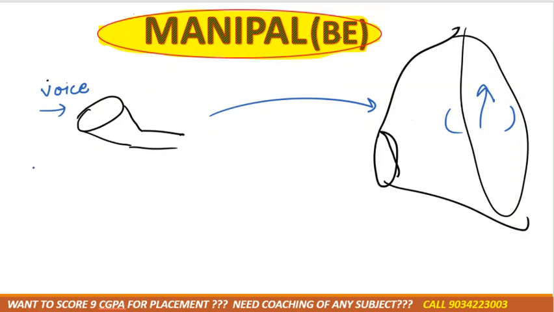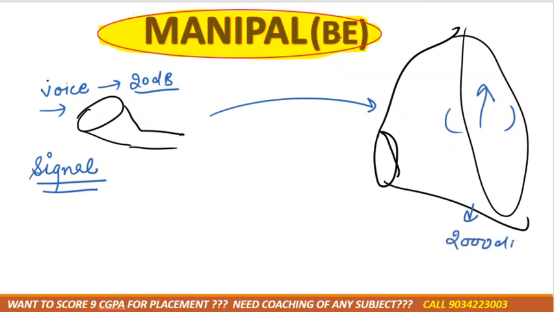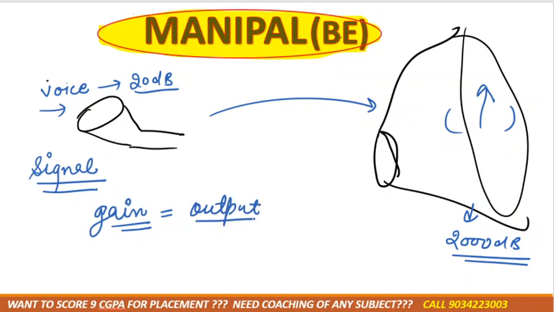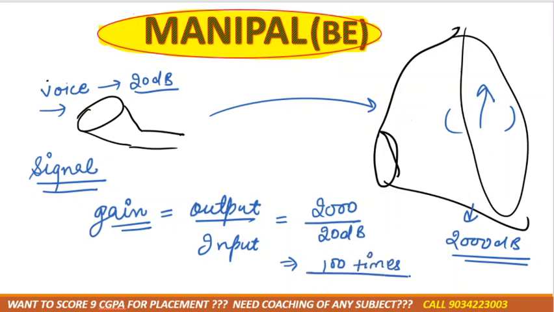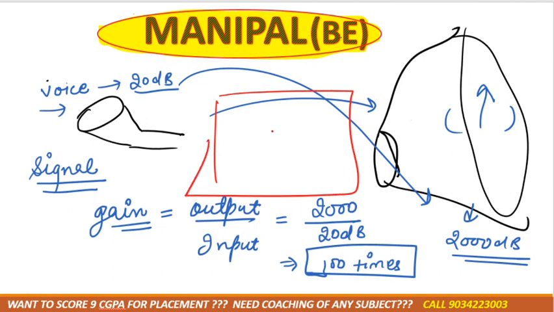So basically your voice is acting like a signal, correct? Suppose you are speaking with 20 decibel of voice, but in the output we are getting 2000 decibel of voice. So how much is the gain? Gain is basically output divided by input. So output is 2000, input is 20 decibel. So gain is how much? 100 times. So basically your voice is increasing 100 times, with the help of the amplifier you have used in between.